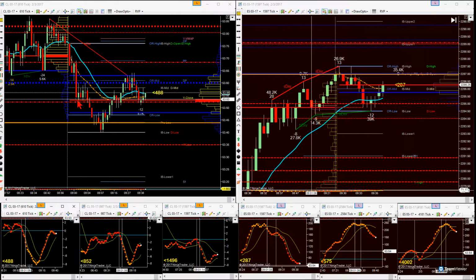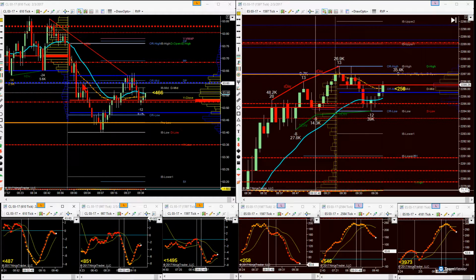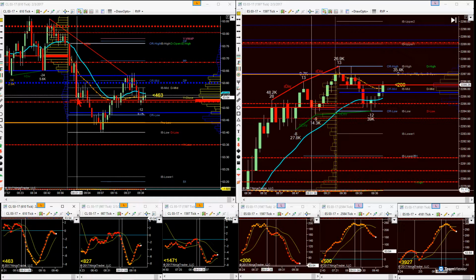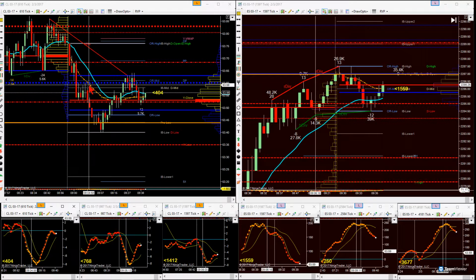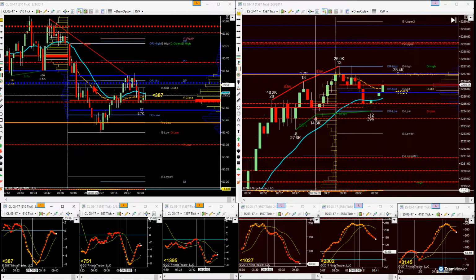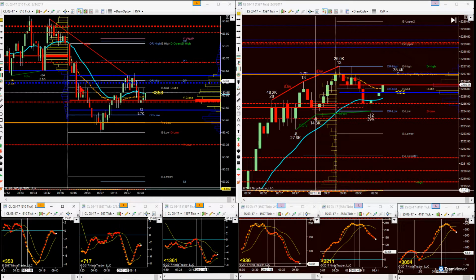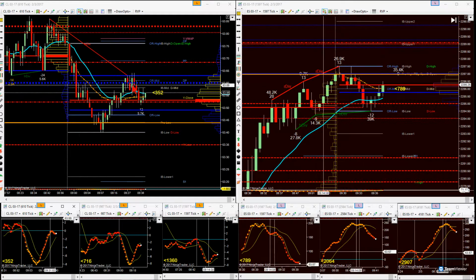When you bust through a level like this, the initial expectation is that level is going to hold when you test it from the opposite direction. So if we bust through this going down, the expectation is this level is going to hold when we come back up to test it. Also, notice how accurately these levels tend to play out. These are plotted before we ever opened today. These are plotted before this price action took place.